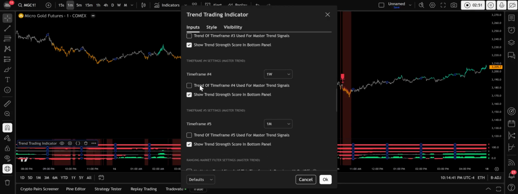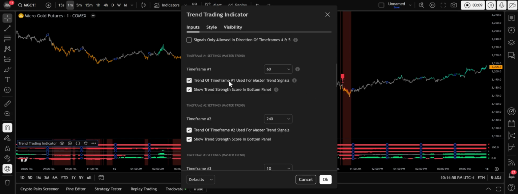This box here for the first trend of time frame number 5, used for master trend signals, even if those aren't turned on, they do still affect whatever time frames you have set here. They do still affect some of the other signals. So make sure you keep these in order.